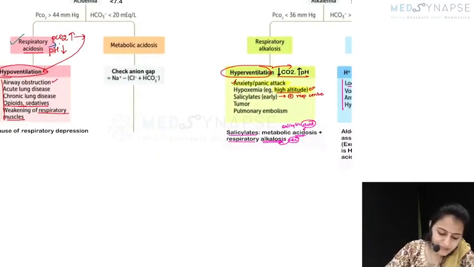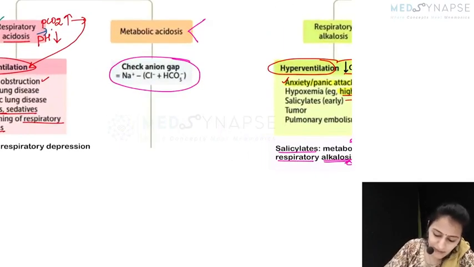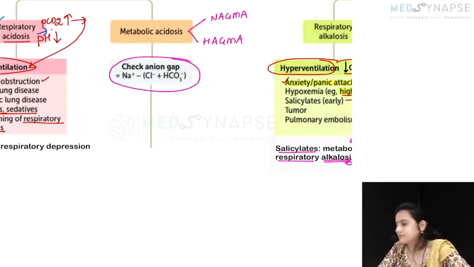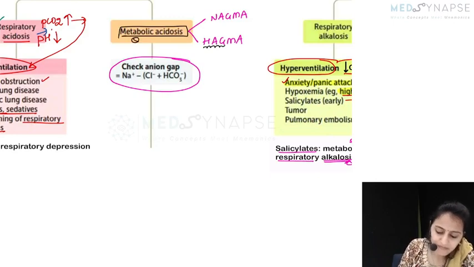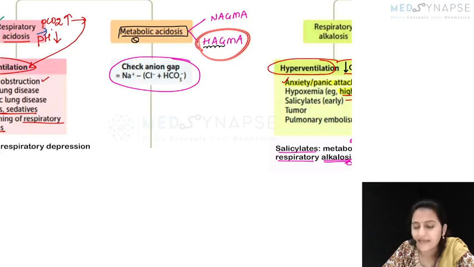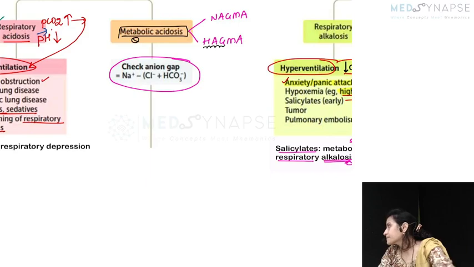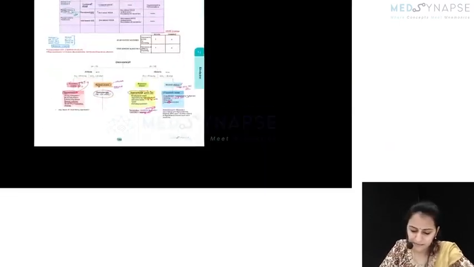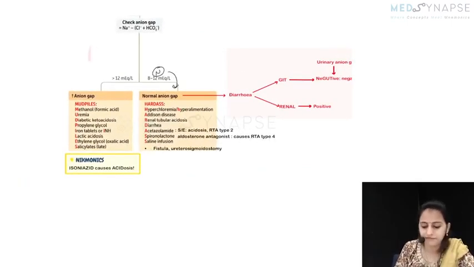Coming to metabolic acidosis, where you will have to check the anion gap. Why? Because metabolic acidosis can be normal anion gap or high anion gap. This was asked in your last INICET exam. Which acid-base disorder has maximum anion gap? Which one will be that? Metabolic acidosis. Where do you talk about high anion gap? In metabolic acidosis, right? So maximum anion gap, metabolic acidosis. Check the anion gap. What is the normal anion gap? 8 to 12, right? Normal anion gap is 8 to 12.